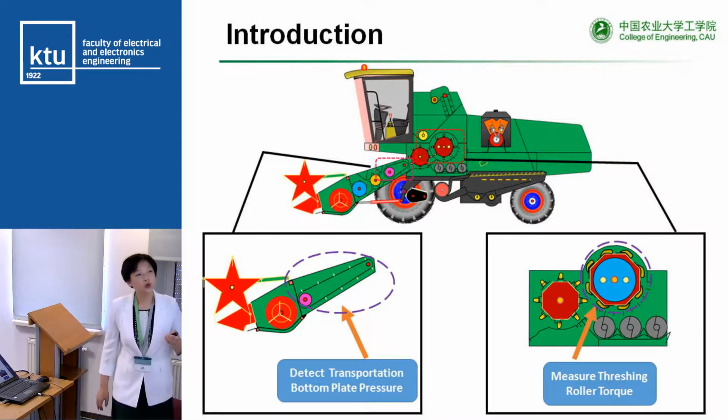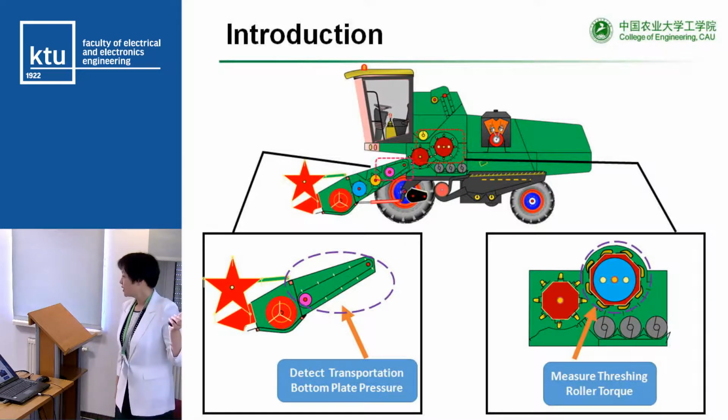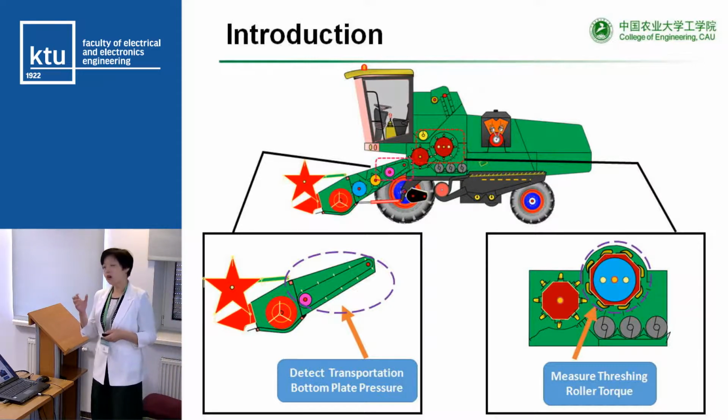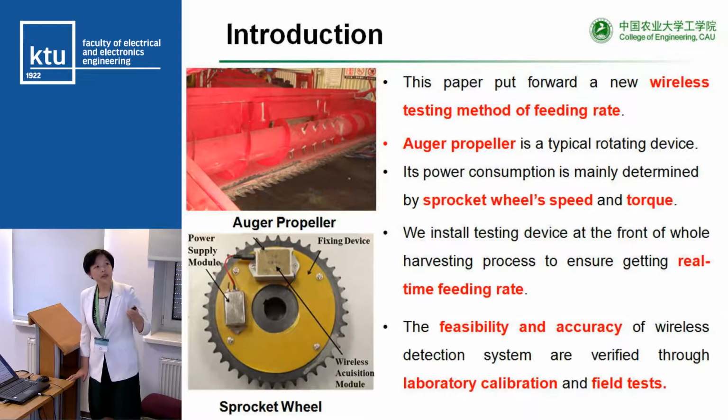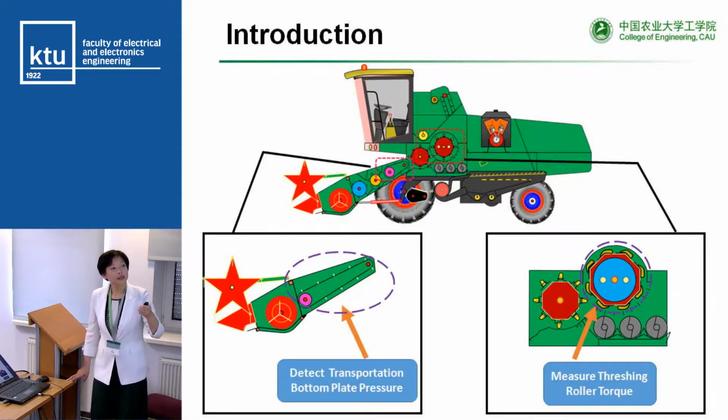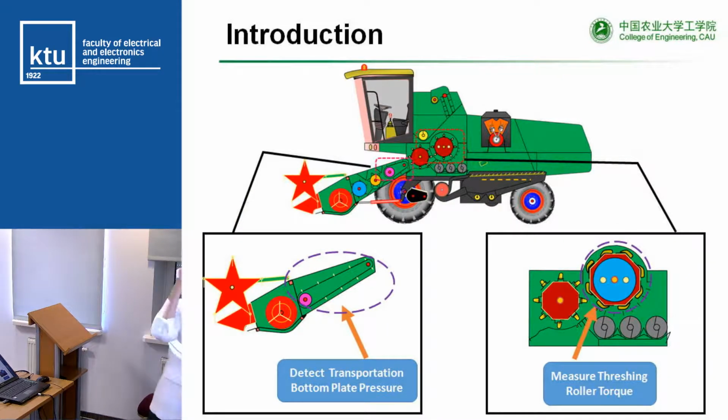So we try to test the header, because the header also uses a sprocket wheel. We will test the torque and the rotation speed of this part to get the feed rate of the combined harvester. In our work, this is a picture of the header, and this part is the auger propeller. You can see this part, inside.